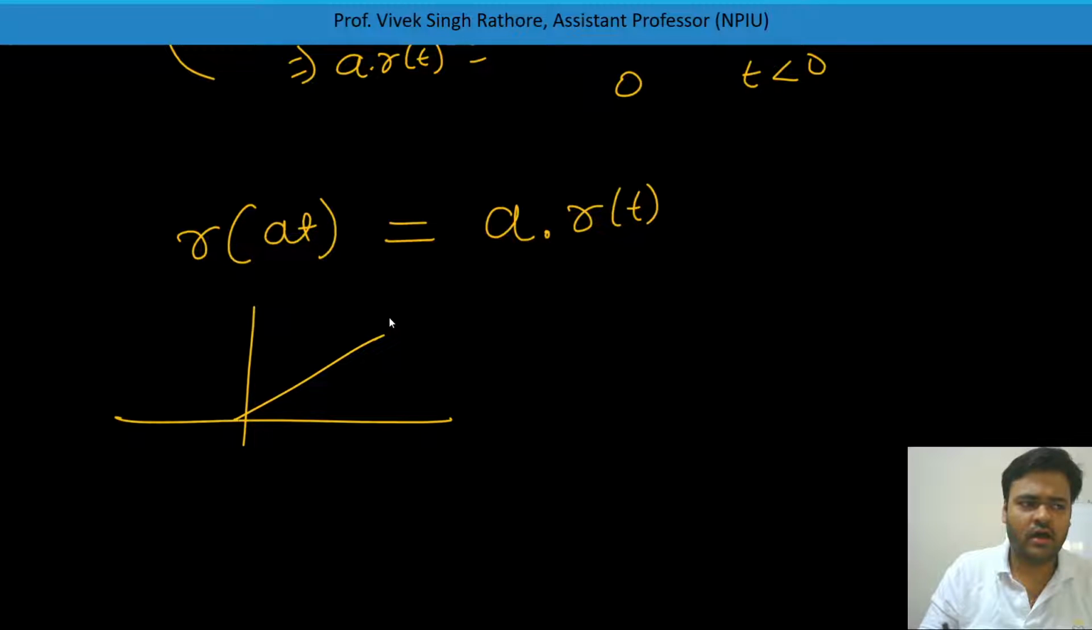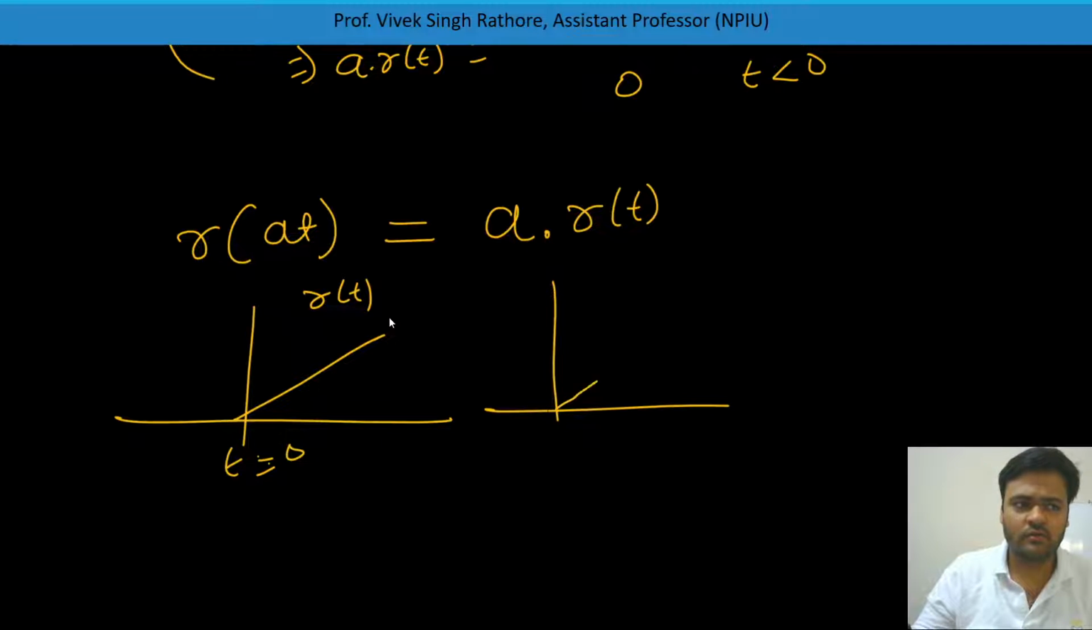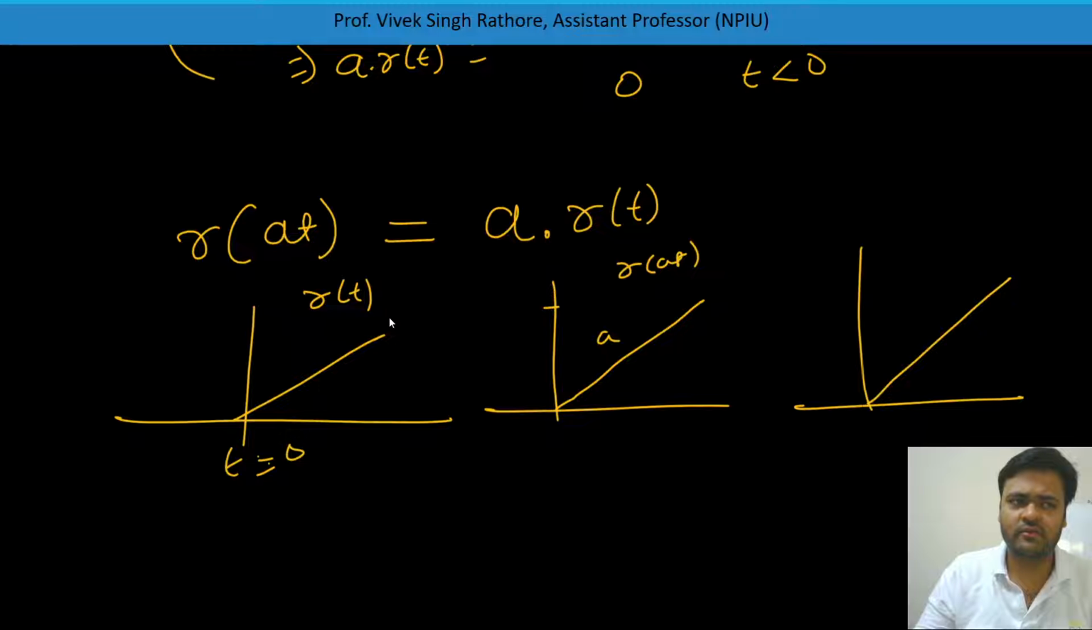This is our r(t). At t equal to 0, this is called r(t). Now when you time scale, you need to change the slope, and the slope will be the scaling factor, so r(at) has scaling slope a. And when we do magnitude scaling of r(t), meaning a into r(t), basically you need to change the slope only. Change of slope will be in front of r(t). So here also change of slope is there.